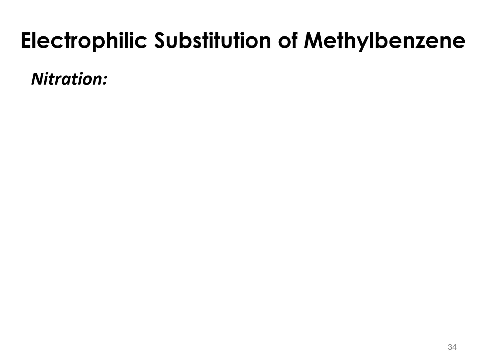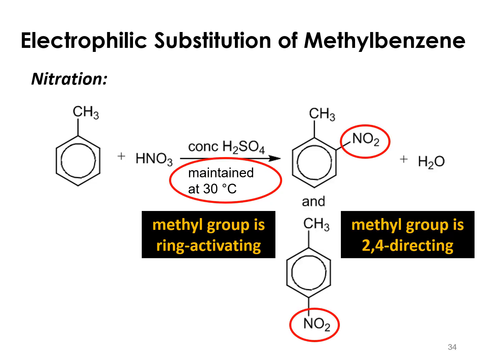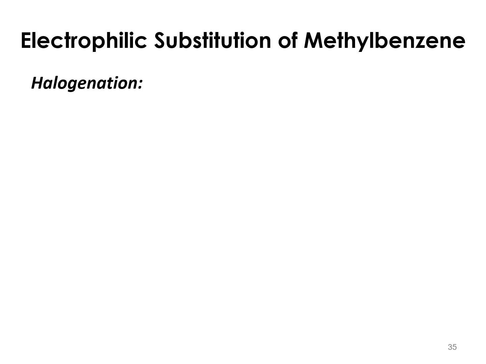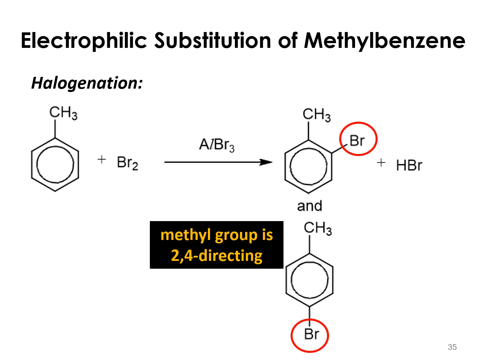Nitration of methylbenzene can occur at 30 degrees Celsius due to the ring activating property of the methyl group. Furthermore, as the methyl group is 2,4 directing, the NO2 group is substituted at positions 2 and 4 of the ring. Likewise, during the halogenation of methylbenzene, the Br is being substituted on positions 2 and 4 of the ring. This is because the methyl group is 2,4 directing.